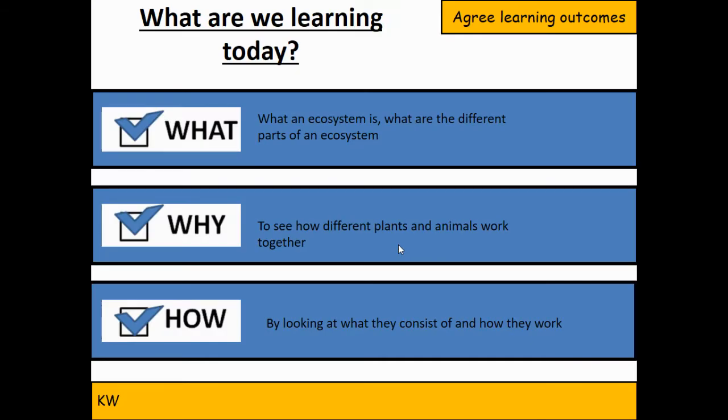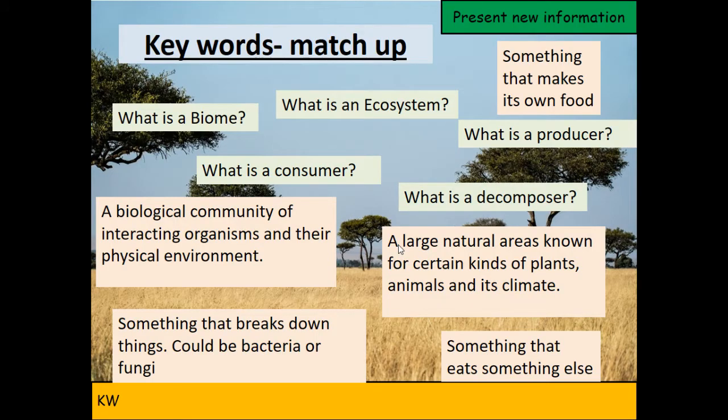Okay, so what we're learning today is what an ecosystem is and the different parts of an ecosystem. We're going to see how they all work together, by looking at what they consist of. So what I want you to do is to match up these keywords. The ones with the question marks are the keyword, and the ones that are kind of pinkish are the answers. So I'm going to run through all of them just to make sure you know all the words, and then pause the screen and match them up for me.